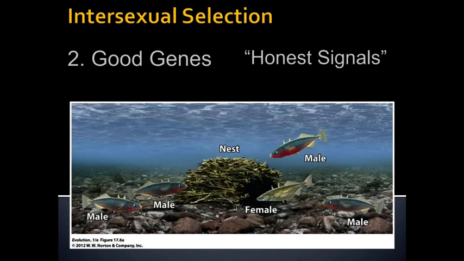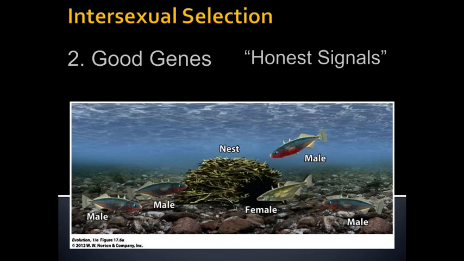Now, another one is called the good genes hypothesis. And this is that females will visually choose, sometimes chemically, right? Maybe a smell, but she will use a signal to choose a male that is the healthiest. Now, the only way this good genes system can work is if there is an honest signal. And an honest signal is one that, through some mutation, an individual can't fake.